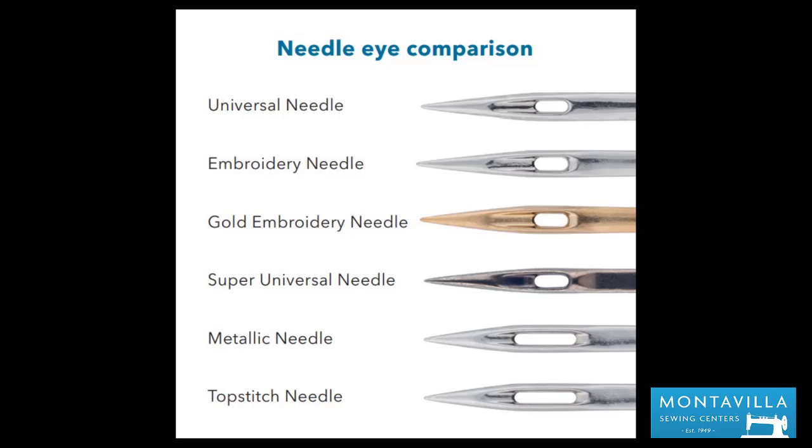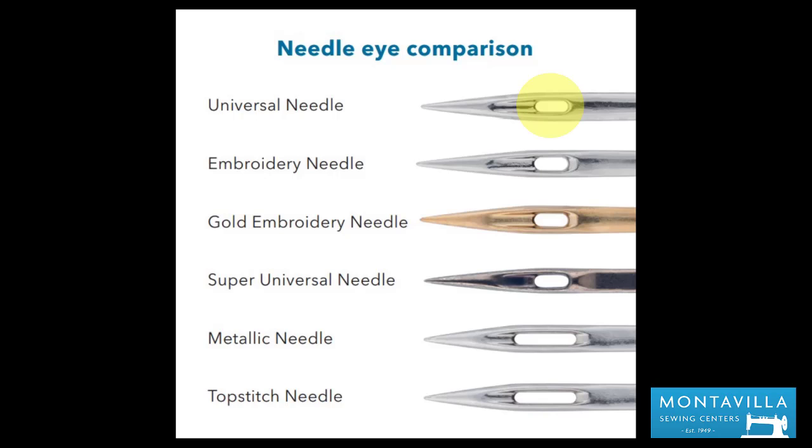This shows the different eyes of the needles, and there is a difference. If any of you have ever taken any of my classes and I'll say something about a needle size, like a 90/14 top stitch needle, it's almost always followed by, and the top stitch is important. And the reason is the eye of the needle.